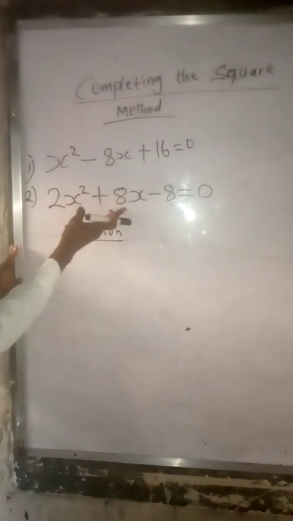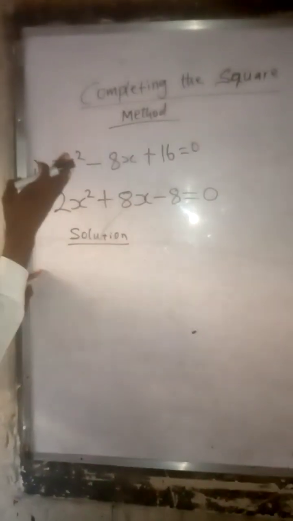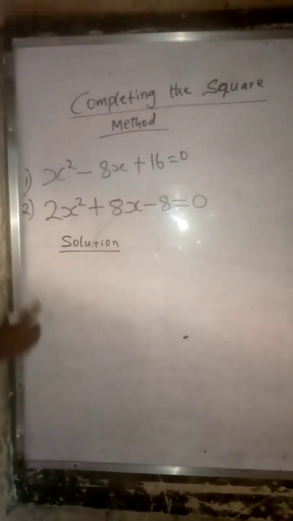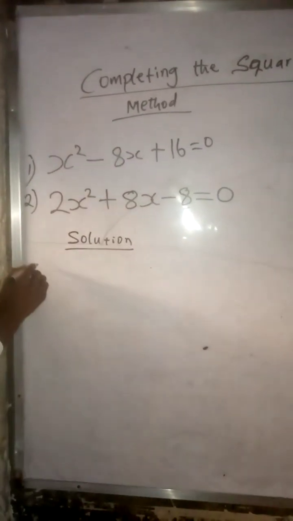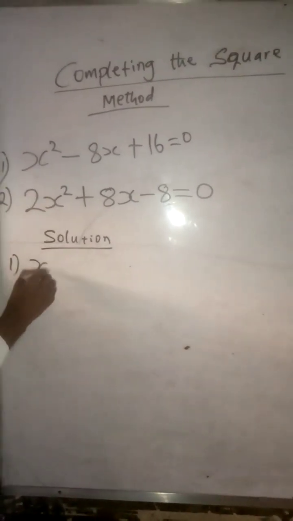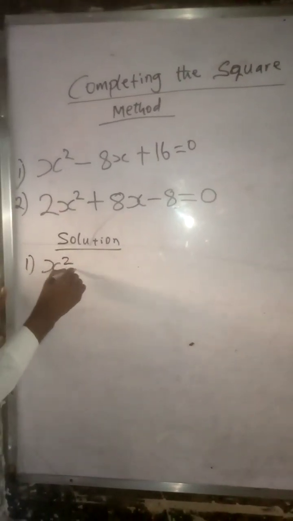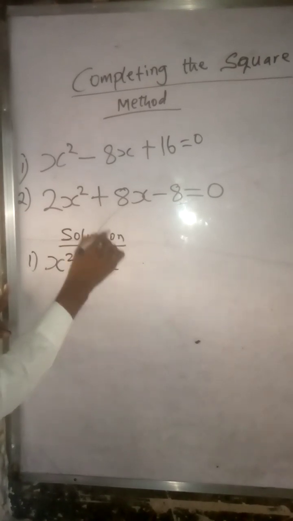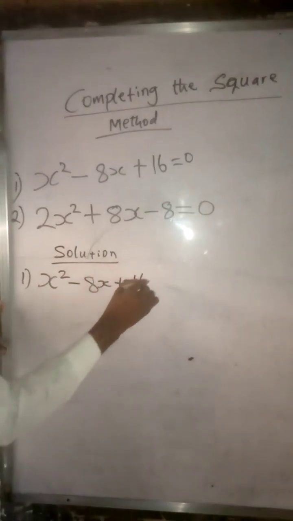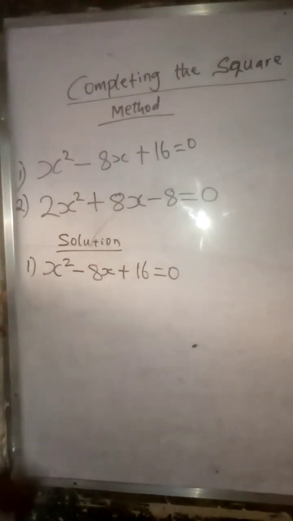So in today's class, we are going to be solving this quadratic equation using the completing the square method. So let's solve question 1. We have x squared minus 8x plus 16 equals 0.